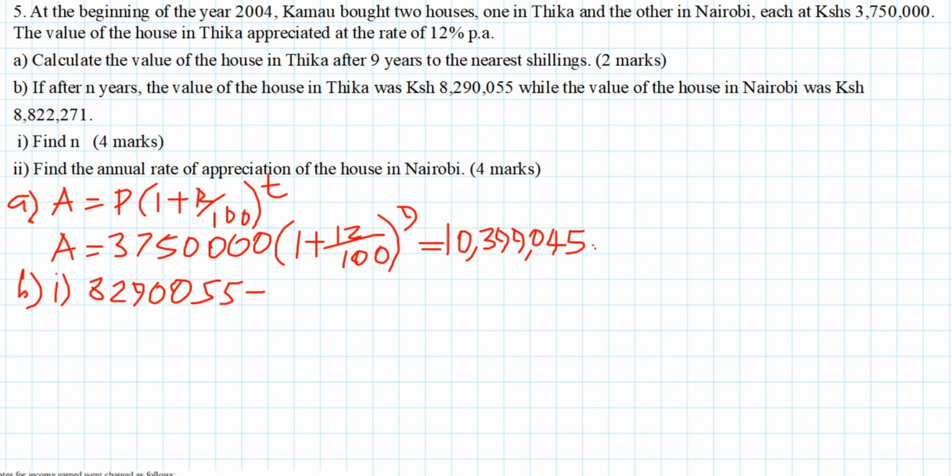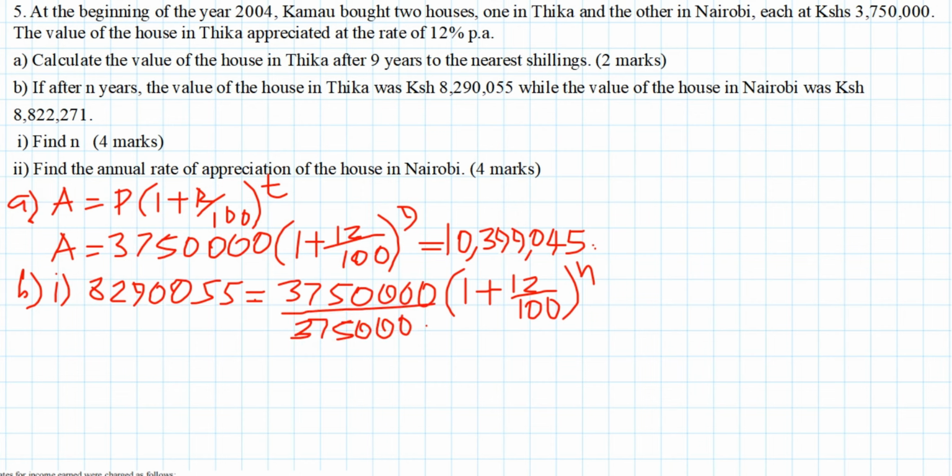So this amount is equivalent to the principal, the original amount of the house, which was 3,750,000, and then in brackets 1 plus the rate of the house in Thika. The one in Thika was appreciating at 12%, and then we raise to the power n, the number of years. So here we are required to solve for the value of n. So for us to solve for the value of n, we divide the right hand side with 3,750,000, and whatever you do to the right, you also do it to the left.